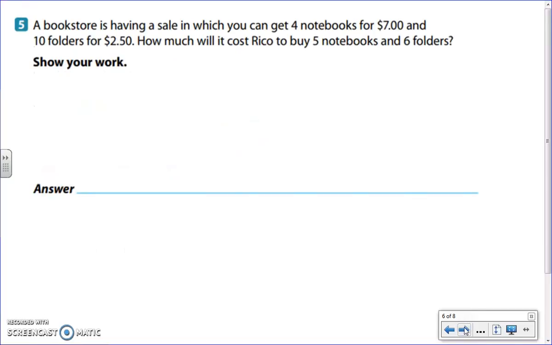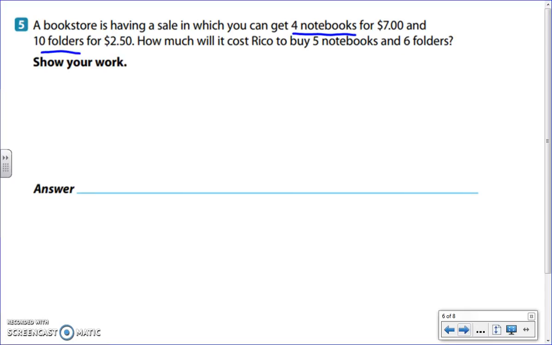The next problem says that a bookstore is having a sale in which you can get 4 notebooks for $7 and 10 folders for $2.50. How much will it cost Rico to buy 5 notebooks and 6 folders? Okay, so on this problem, we're definitely going to have to find the unit price. And we spent a whole lesson talking about unit price. That's how much it costs for just 1 notebook or 1 folder.